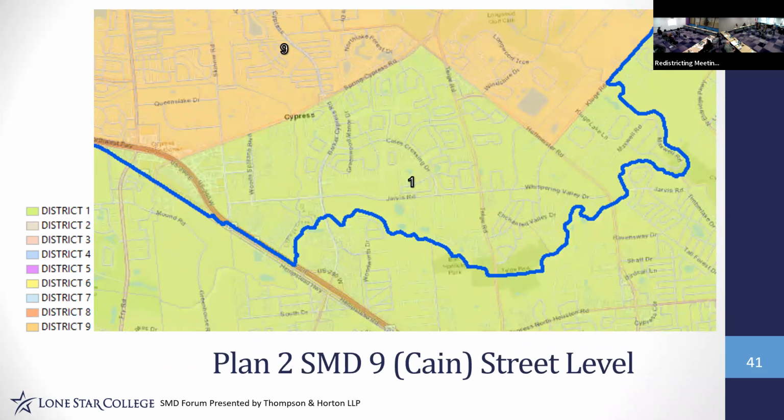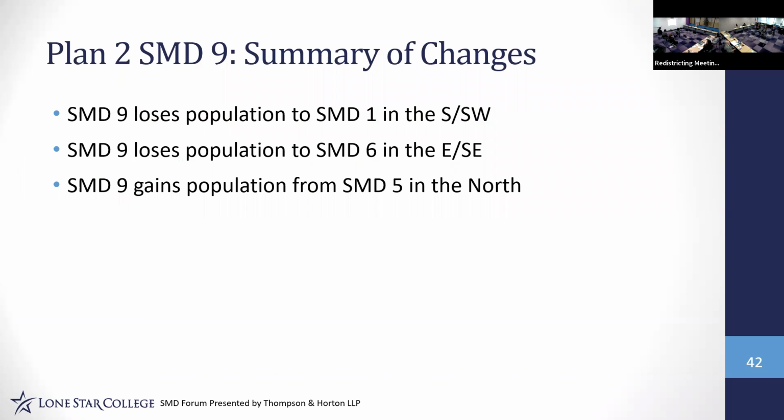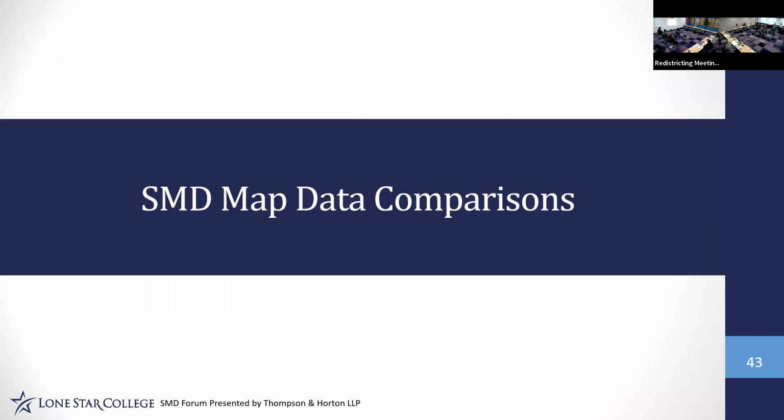And then this next slide, we use, again, a different part of Spring Cypress and Huffsmith, not quite as much, but we're moving again from 9 into 1. So just like before, we're moving from 9 to 1 and from 9 to 6, and we gain population in District 5, so we move population from District 5 into District 9. Next slide, please.